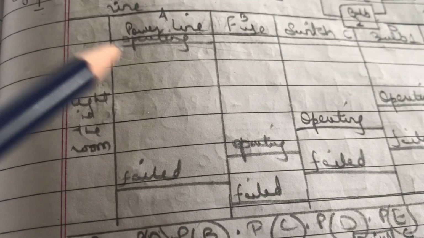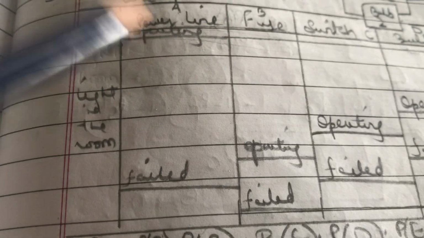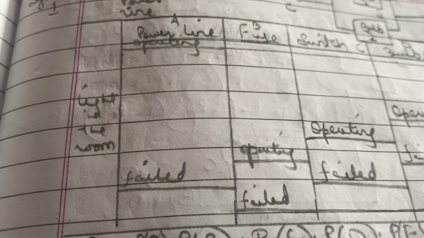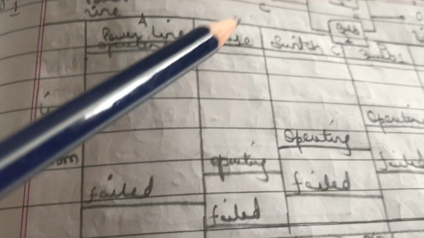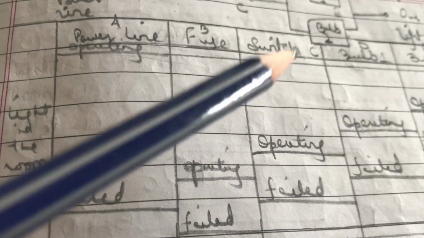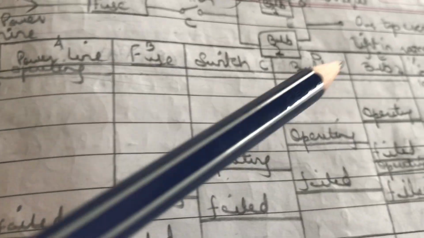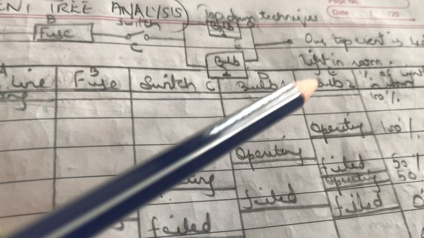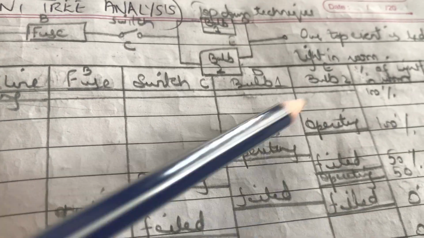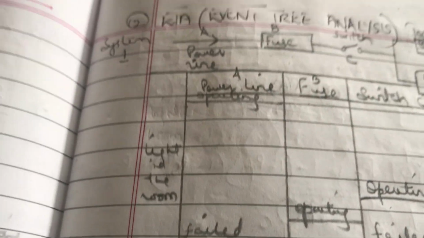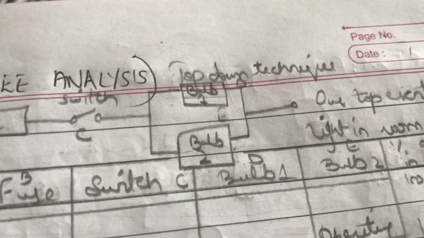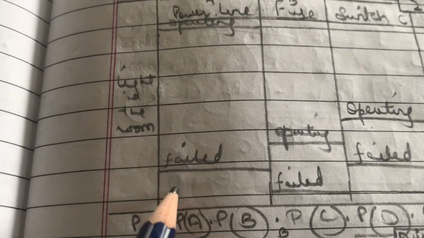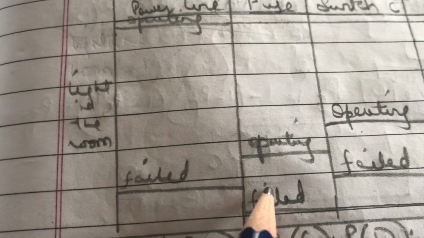Now we have different possibilities. Obviously, we have two possibilities: either the power line is operating or the power line failed. Either the fuse is operating or failed, the switch is operating or failed, bulb 1 operating or failed, and bulb 2 operating or failed. I am going to tell you what is happening here. So how is this being drawn? First we do all the operating here, so it's 100%. Now at the end we draw failed here.